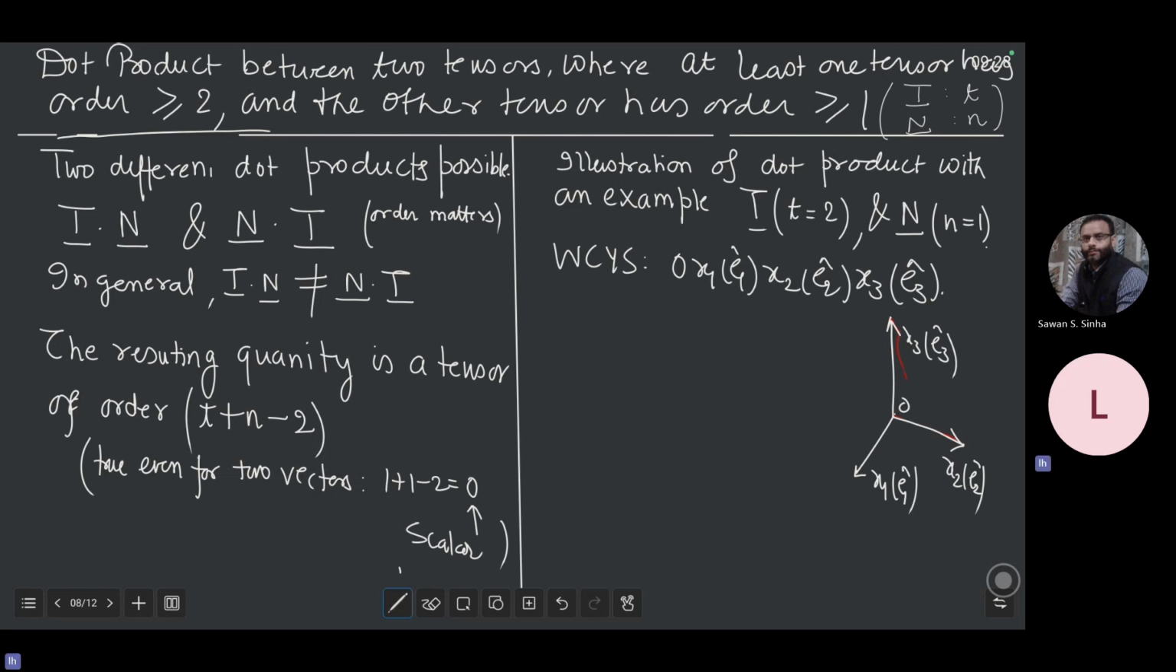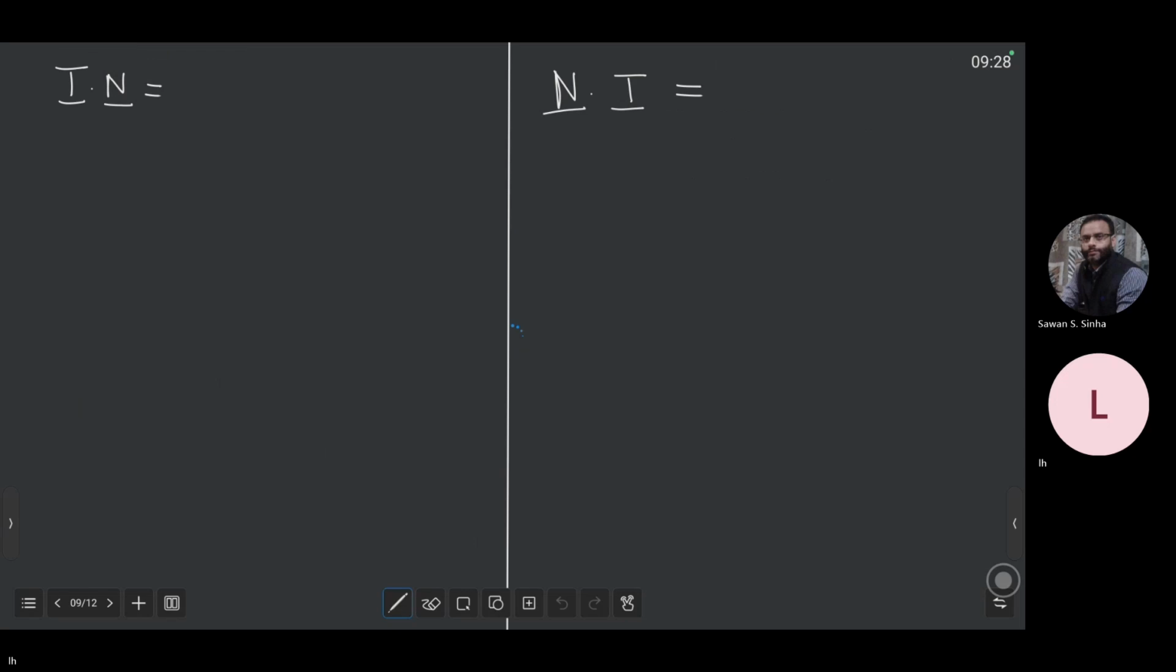So let's illustrate this with an example of a dot product with a tensor t which has order 2 and a tensor n with order 1. The working coordinate system will be the same as what I have shown you. So let's first talk about t dot n. t is of order 2, so I write it like this. n is of order 1, so I write it like this. This is how I start.